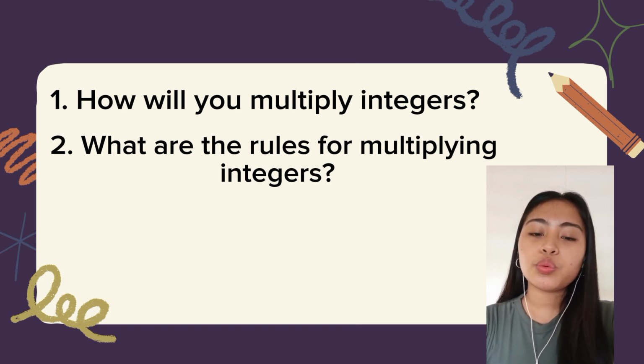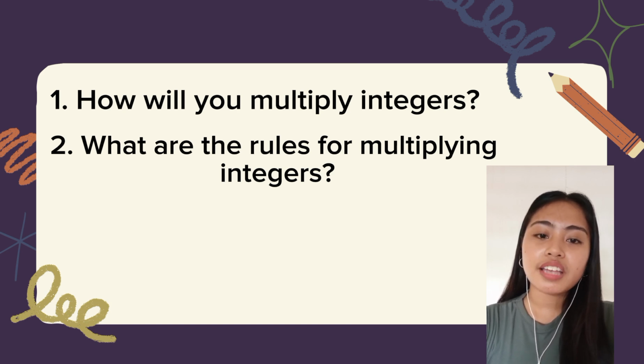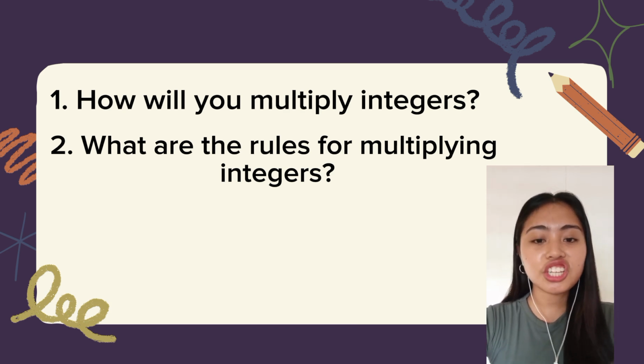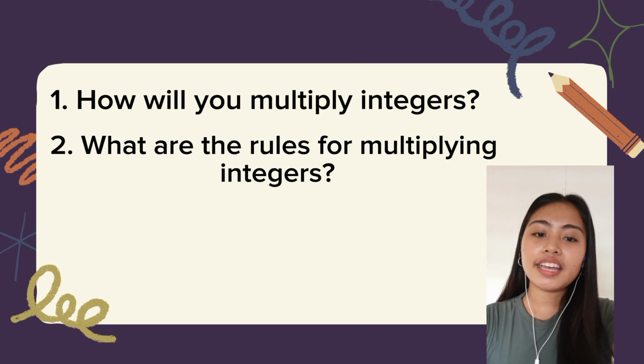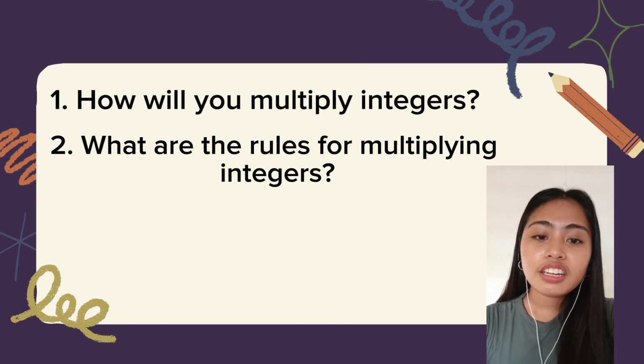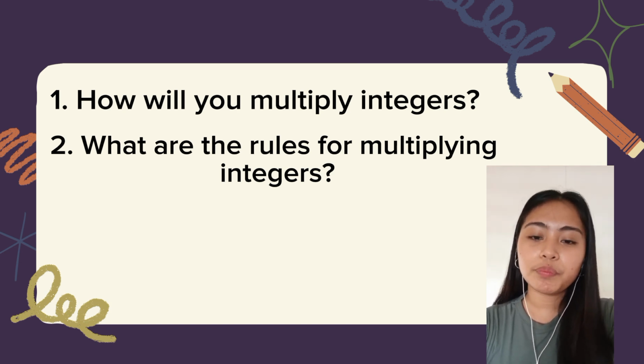In multiplying 2 integers, rule number 1, the product of 2 same signs is equal to positive integers. Rule number 2, the product of positive and negative integers is equal to negative integers. And lastly, rule number 3, any number, whether positive or negative, multiplied by a 0 is equal to 0.